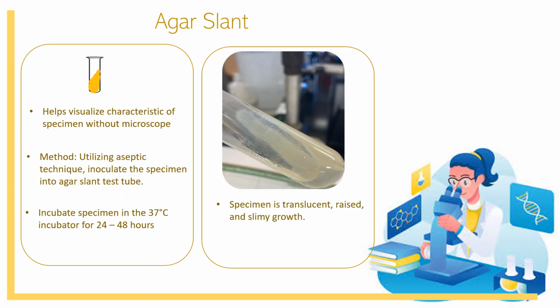The agar slant. Agar slants help us visualize cultural characteristics while observing both of our specimens. Her specimen had a thick, white, and glistening growth. My specimen had a slimy, translucent, and raised growth. This proved that my specimen is Klebsiella pneumoniae.